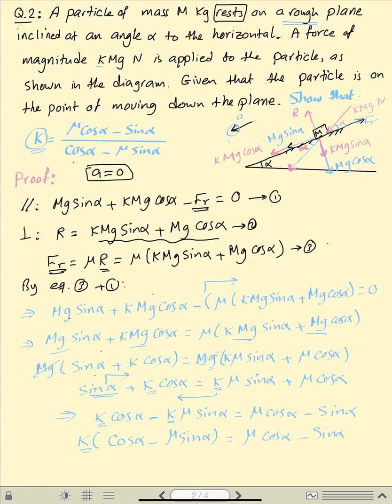Now to make k the subject, which is the last step, by dividing by this, we will get k equals mu cosine alpha minus sine alpha over cosine alpha minus mu sine alpha. That is what he wants here.